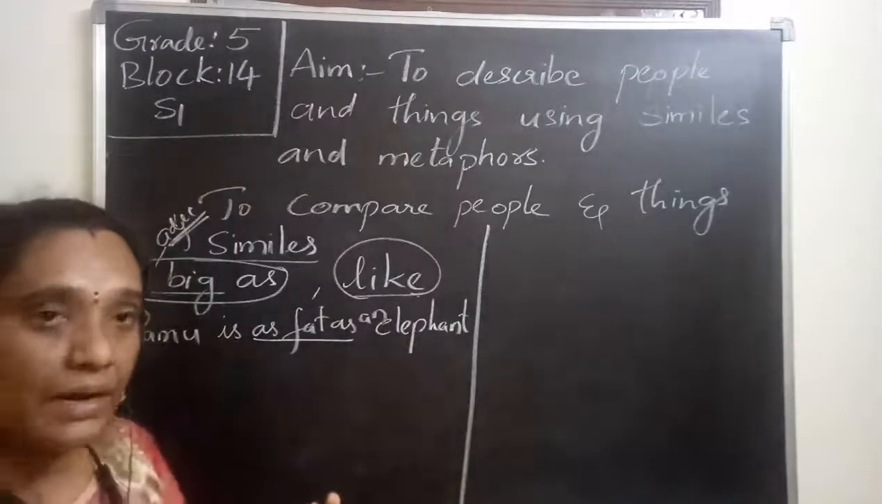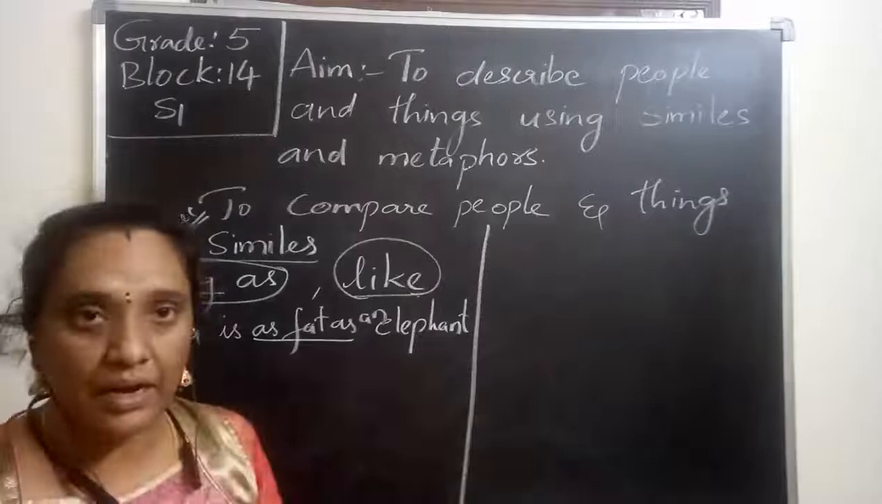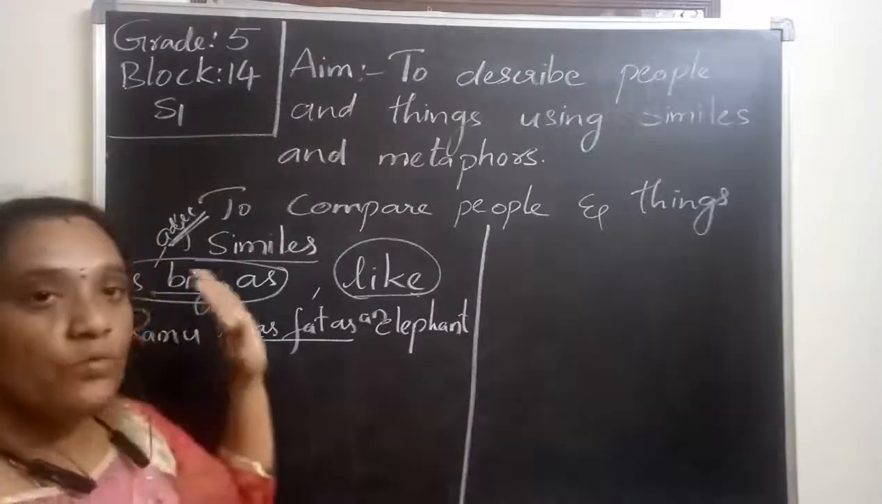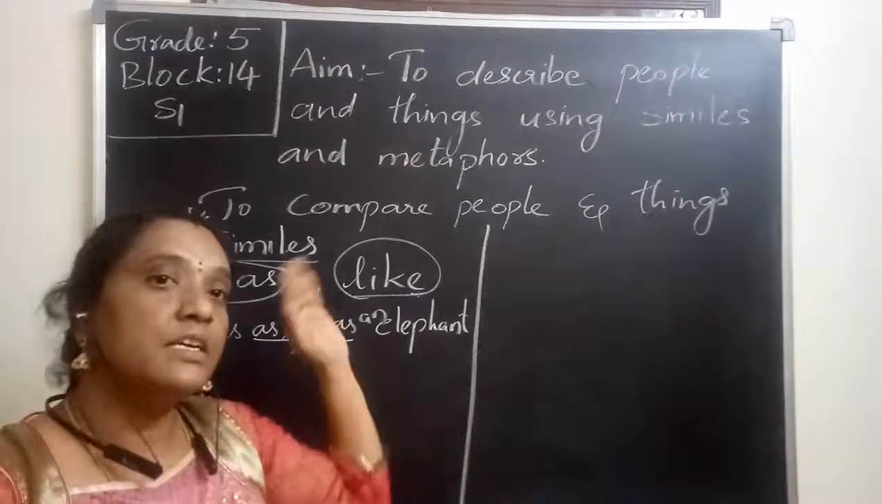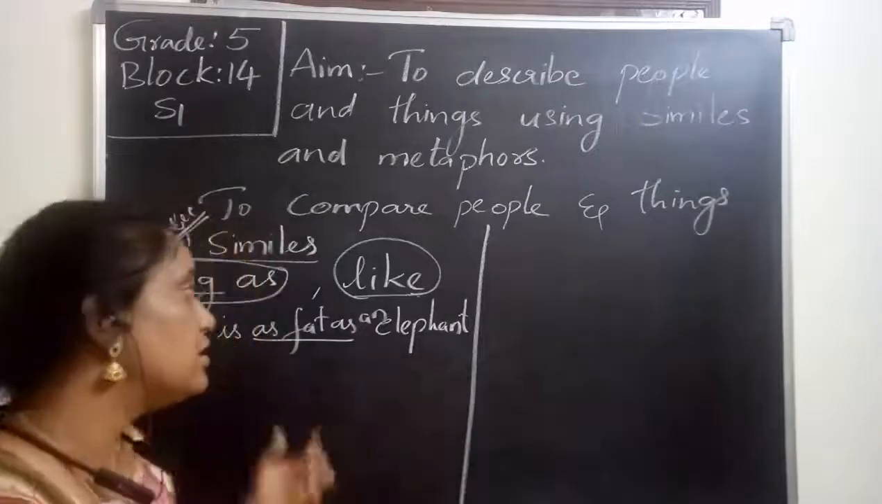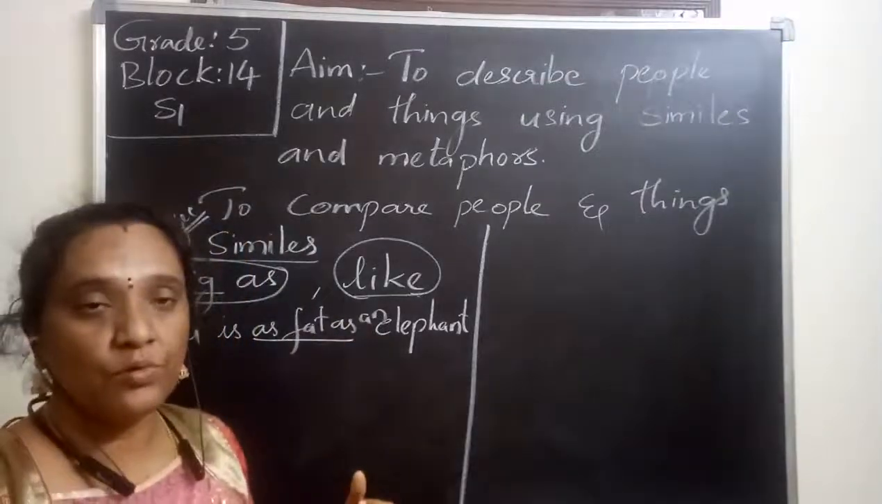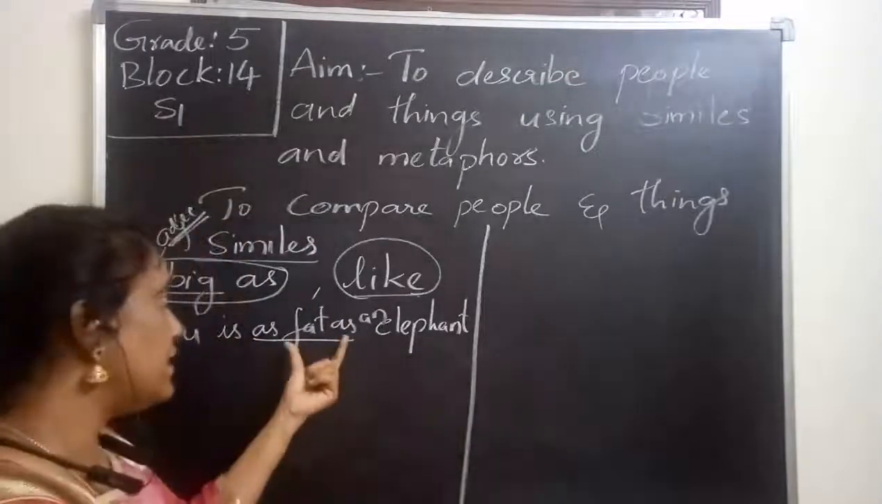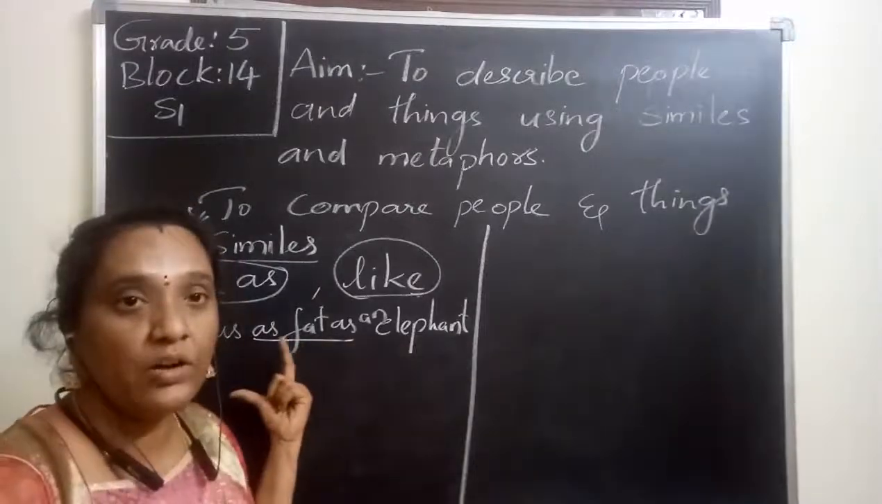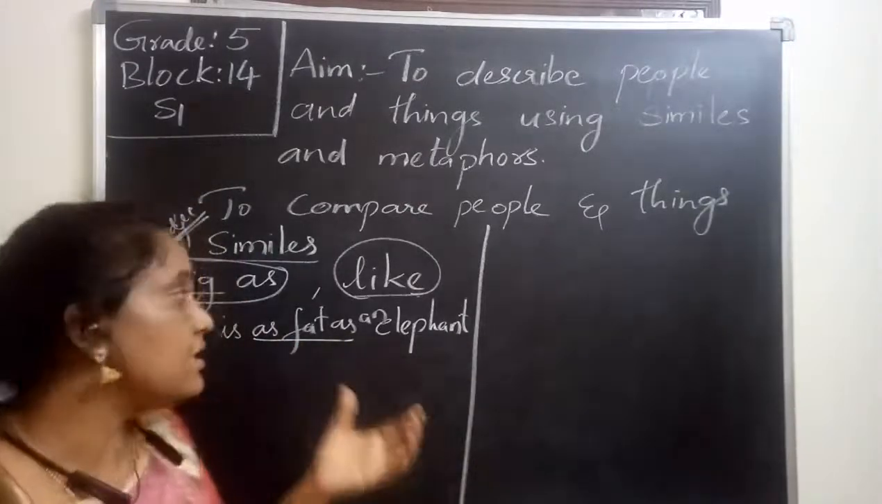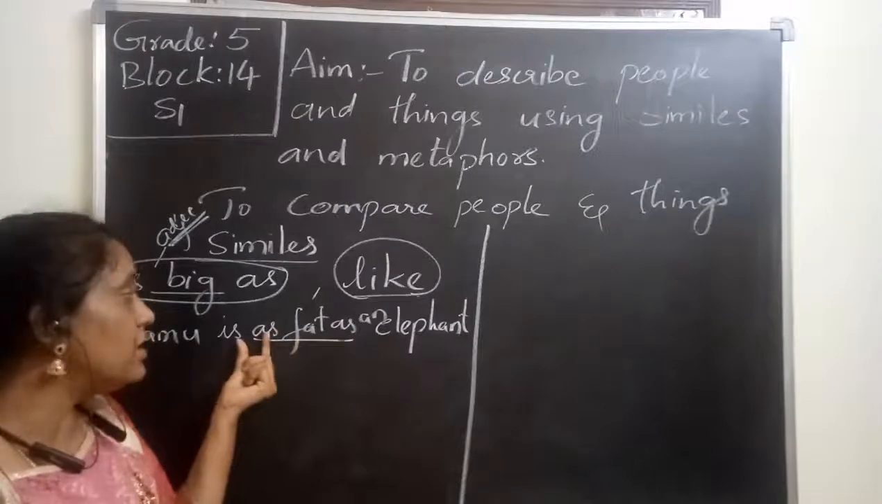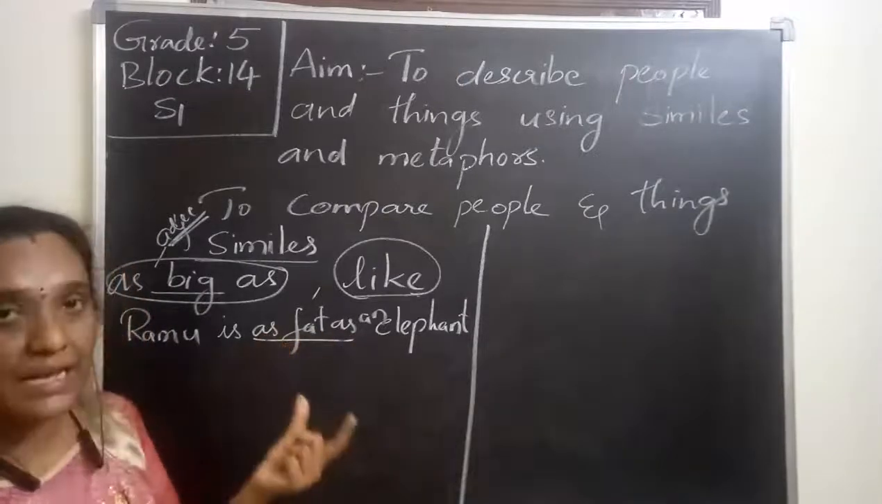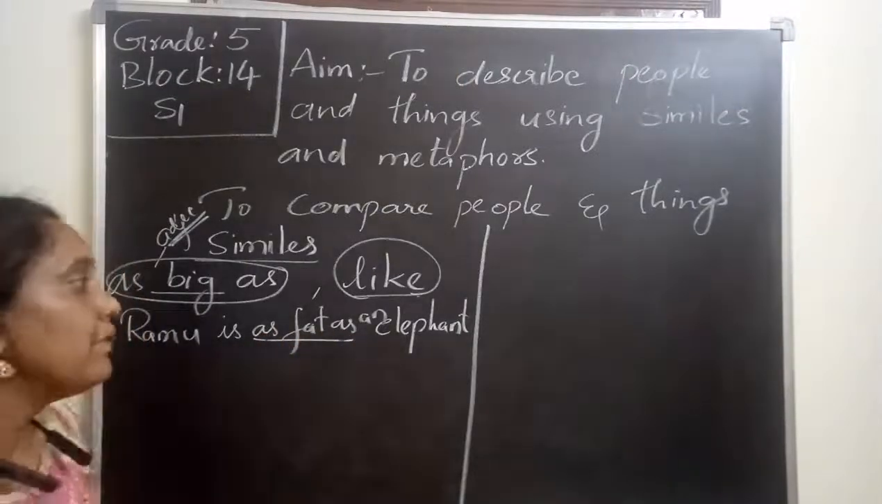So what two are compared? You can say Ramu and elephant are compared. With what is Ramu compared? We can say Ramu is compared with an elephant. So what words are used? We can say "as fat as". The quality is fat. So the words "as" and "as". So the single "as" also says that it is a simile.